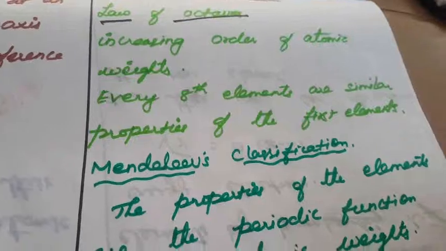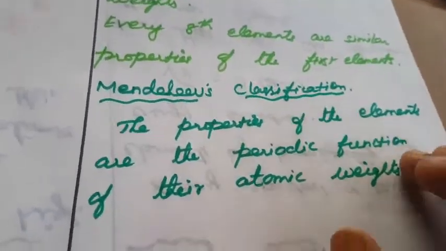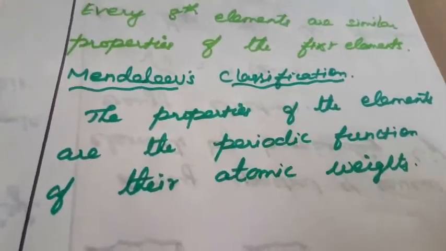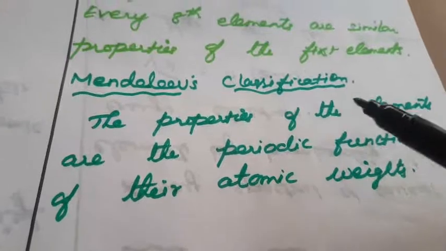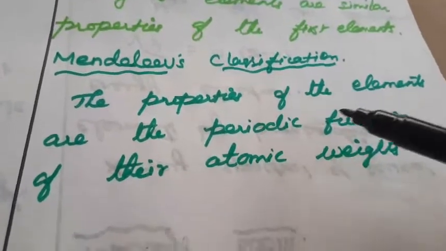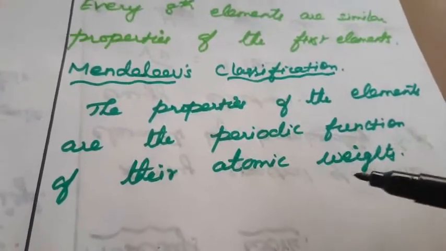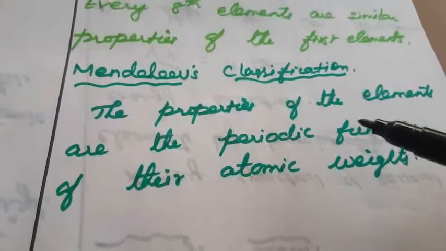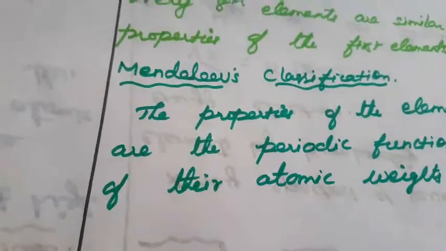This is another one. The next one, followed after Newland, is Mendeleev, who classified the elements. What is the Mendeleev classification? The properties of the elements are a periodic function of their atomic weight. So he arranged the elements according to their atomic weight.